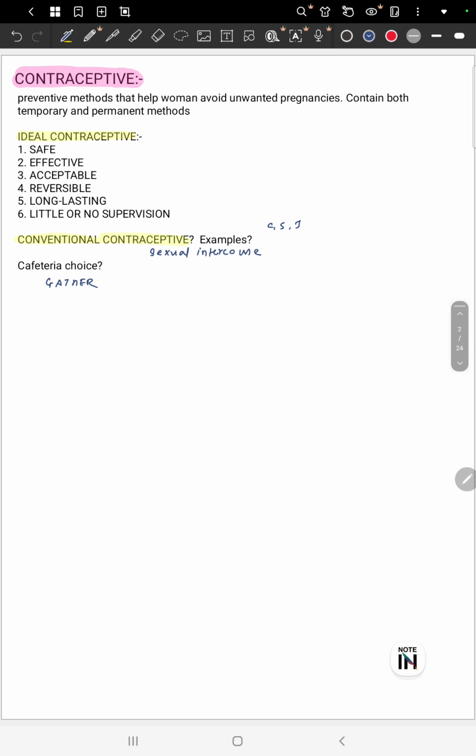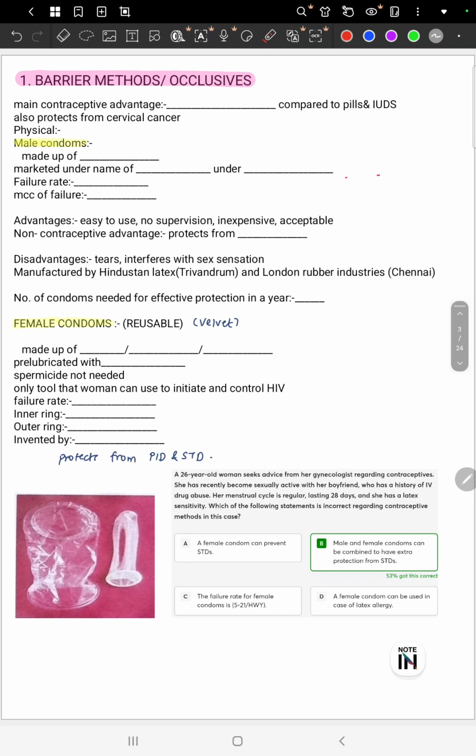Now there are different types of contraceptives. The types can be based on spacing methods or terminal methods. In spacing methods, you have barrier methods, intrauterine devices, post-coital hormonal contraceptives, or some miscellaneous methods. And in terminal methods, obviously vasectomy and tubectomy are present.